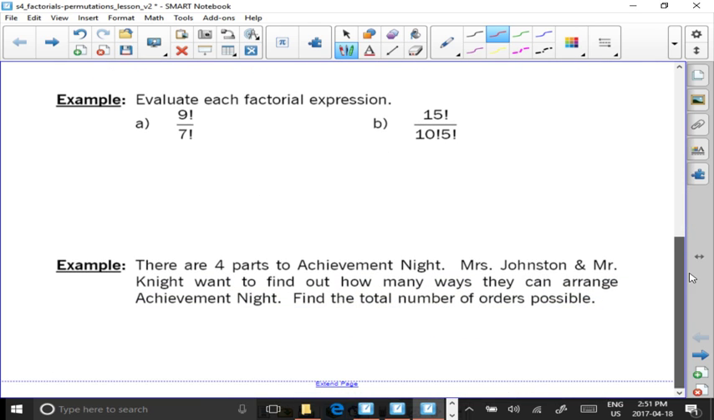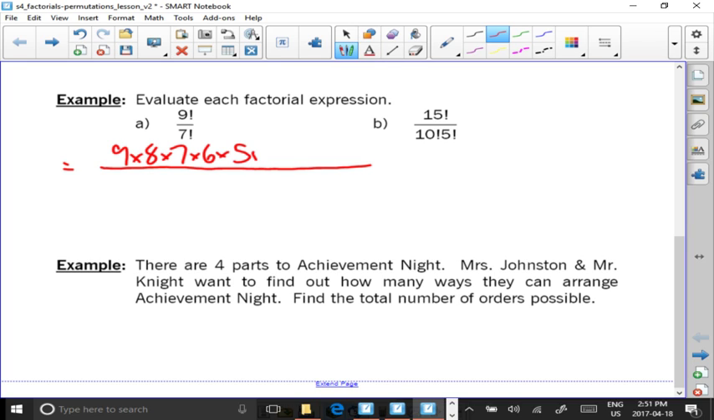In the next example, we can actually simplify some factorial signs. If we have 9 factorial over 7 factorial, what would that look like? Well, 9 factorial would be 9 times 8 times 7 times 6 times 5 times 4 times 3 times 2 times 1. That is 9 factorial. 7 factorial is 7 times 6 times 5 times 4 times 3 times 2 times 1.